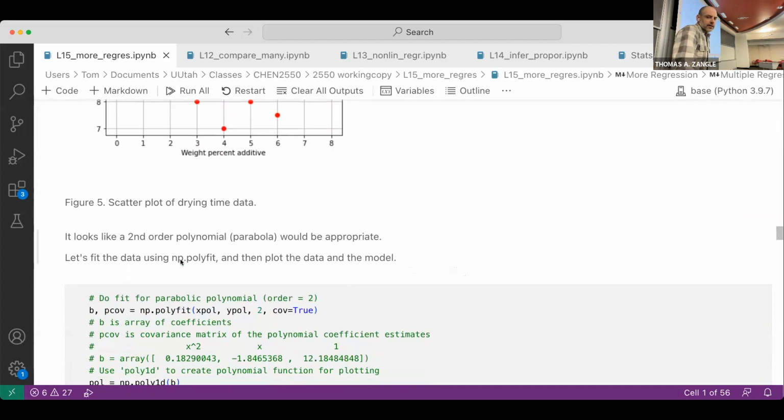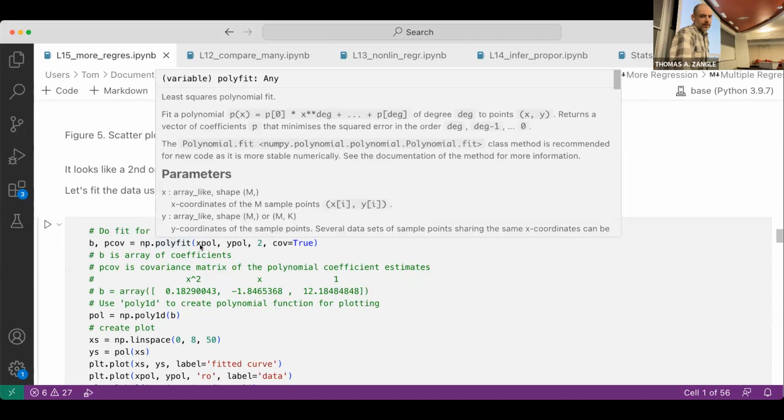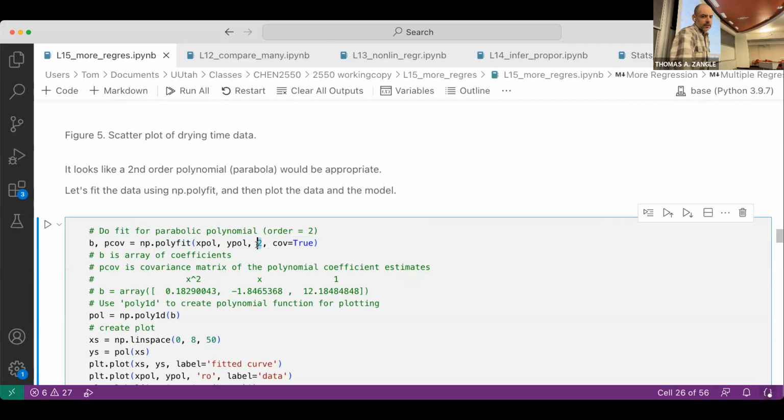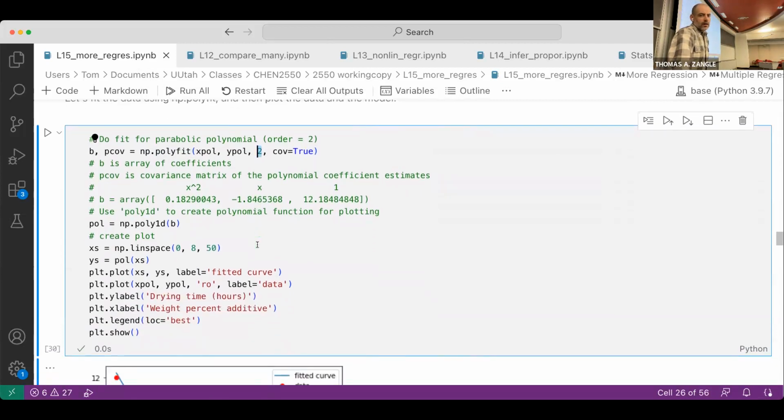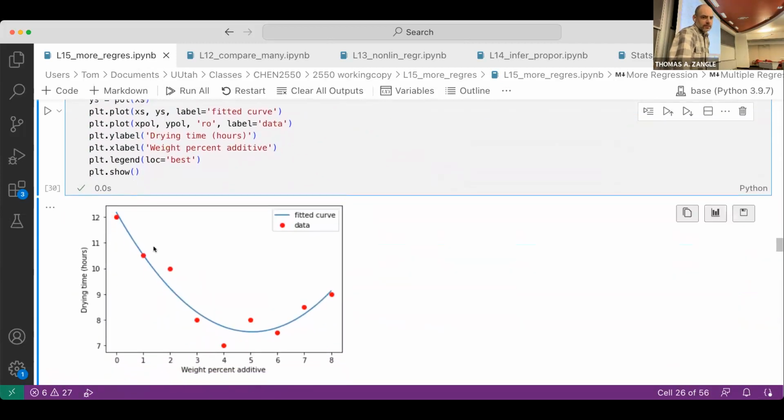In this case, we're going to be using the NumPy function polyfit to do this. And then we'll plot the data and we'll plot the model. So we're using np.polyfit, where in this case, we're putting in the order of that polynomial fit.